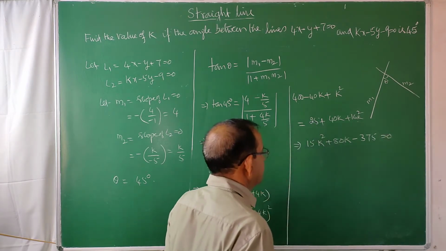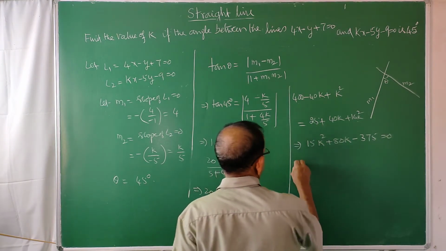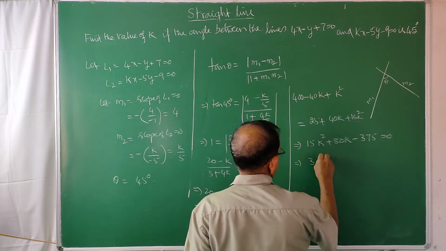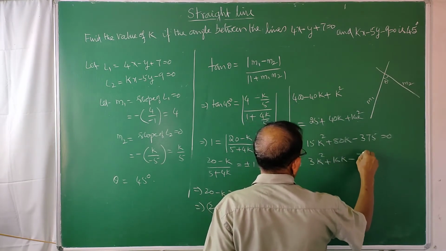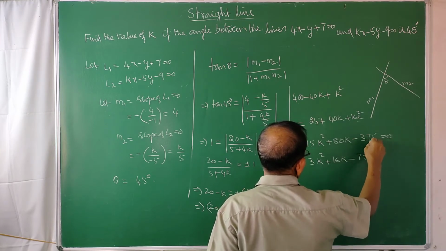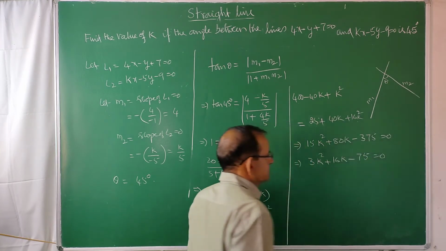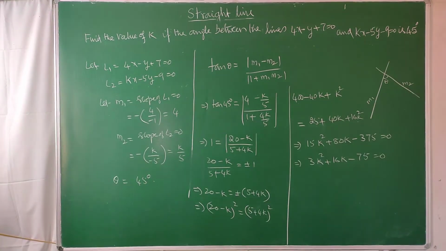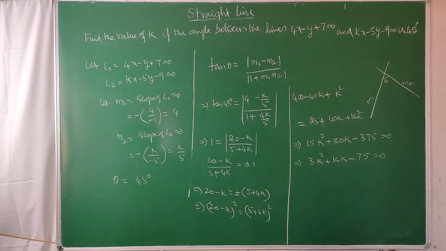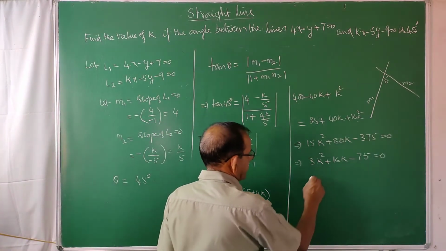We can cancel 5 on both sides. 3k square plus 16k minus 75 is equal to 0. Now here we have to factorize this.